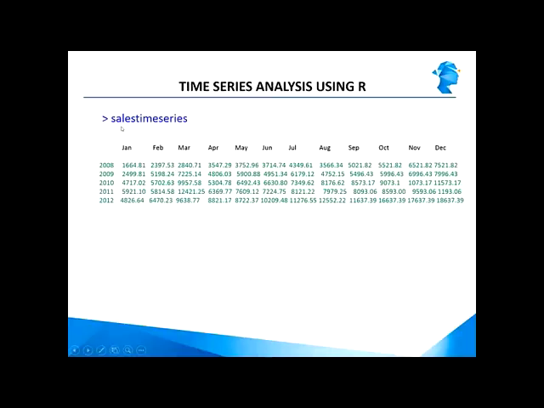So all you need to do is type in the name of the time series object, and R prints out all the data. As you can see, we have 1, 2, 3, 4, 5 years of data, so a total of 60 data points, which is a sufficient number of data points to do our time series analysis. The minimum number of data points that we need is 50, and we have 60 overall.